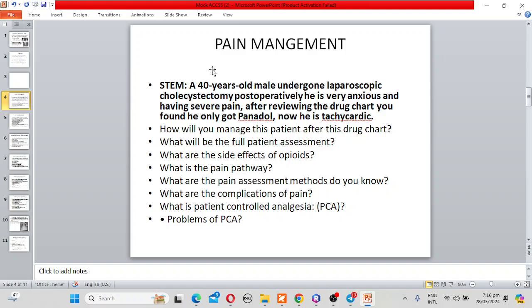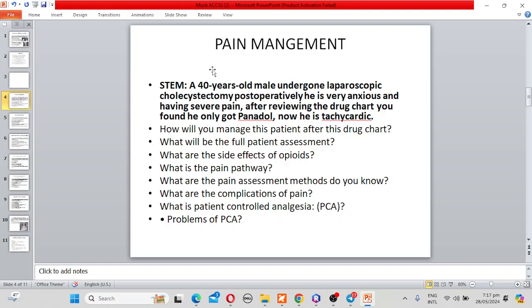Okay. If the analgesic is adequate for the patient, we will continue and review. If inadequate, we will check if there is any complication or incorrect prescription of the analgesic. Okay, we'll come back to this answer as well. There are a few things that I would like to add. So tell me the side effects of opioids.